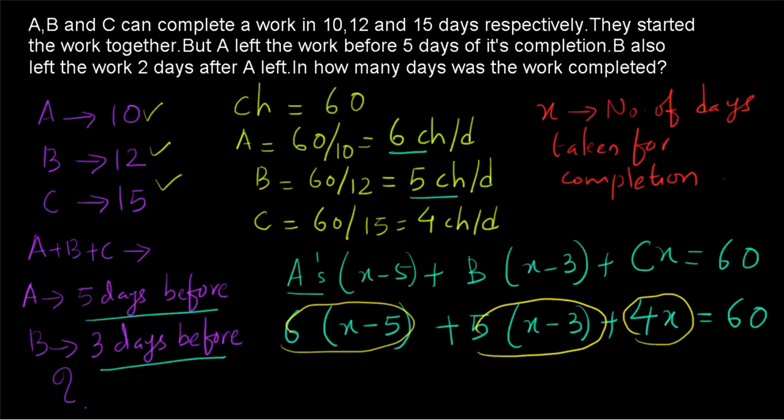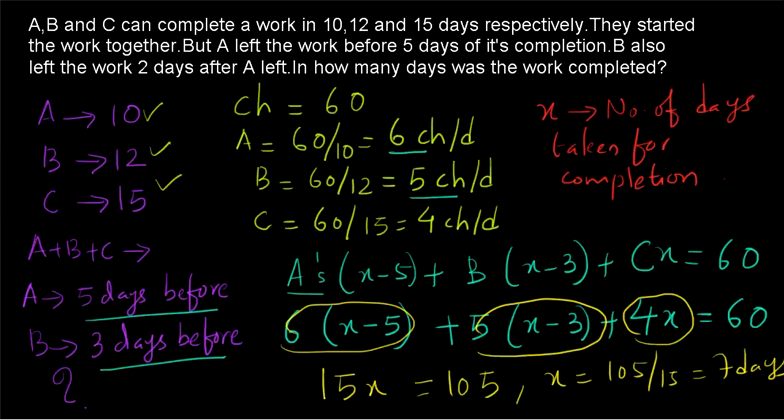Now we can get X by solving this equation. We are having 6x plus 5x plus 4x, which is equal to 15x. And we are having minus 30 and here it will be minus 15. So minus 30 minus 15 is equal to minus 45. Taking to the other side we will be getting it as 105. 60 plus 45 is equal to 105. And from that we will be getting x is equal to 105 by 15, which is equal to 7 days. So here our question is to find out x, or how many days are taken for completion. The 7 days are taken for completion.